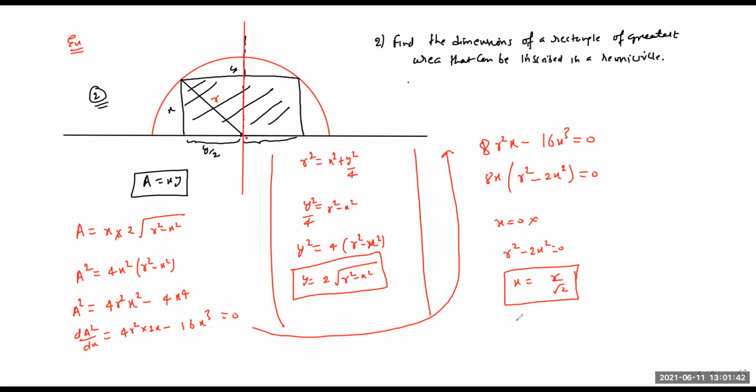So we got the answer x. So what is y? What is y? In terms of r only we will get it now. Then it will be 2 under root of r square minus r square by 2, which is root 2 r. Just 2r by root 2, no?